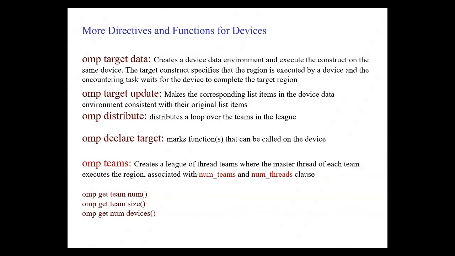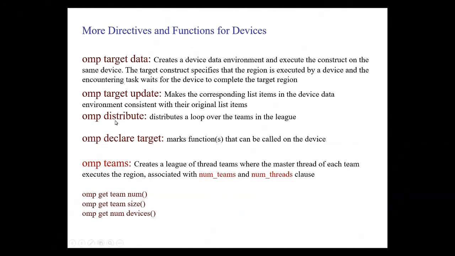And then there's more to have a data control. For example, I have a target data. This basically creates a device data environment and executes the construct on the same device. So this basically specifies the region executed by a device, and the encountering task waits for the device to complete the target regions. And also they have a target update to make sure the corresponding list items in the device data environment are consistent with the original list items on the host.